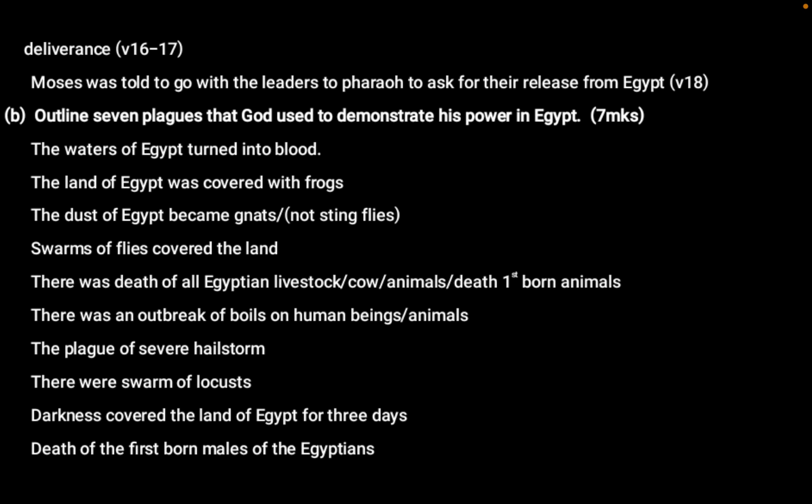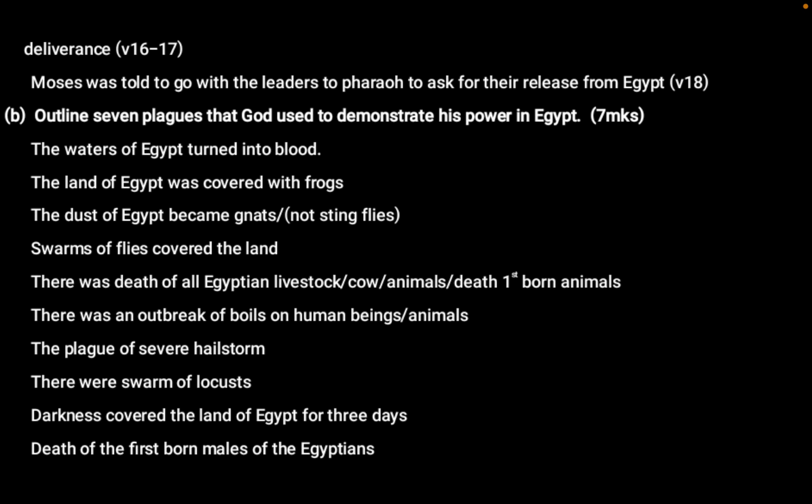Number 1 is the waters of Egypt turned into what? Into blood. The land of Egypt was covered with frogs. The dust of Egypt became what? Gnats. Or you can just say flies. Swarms of flies covered the land.